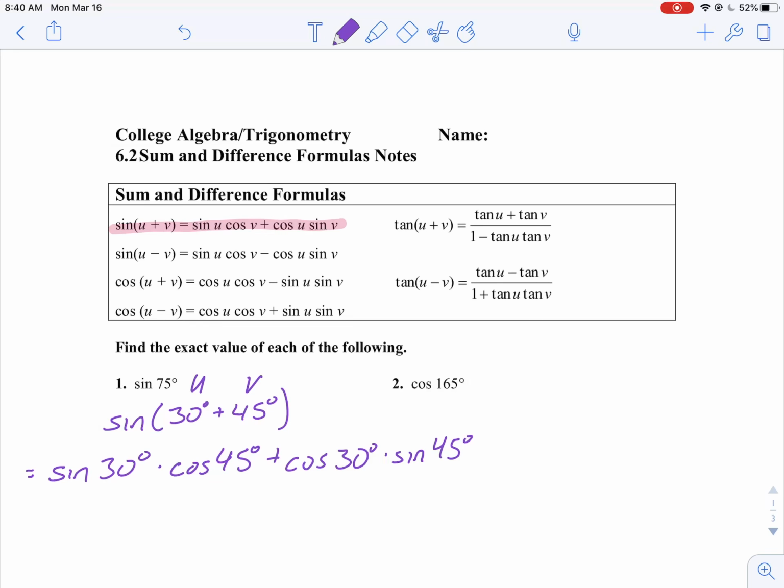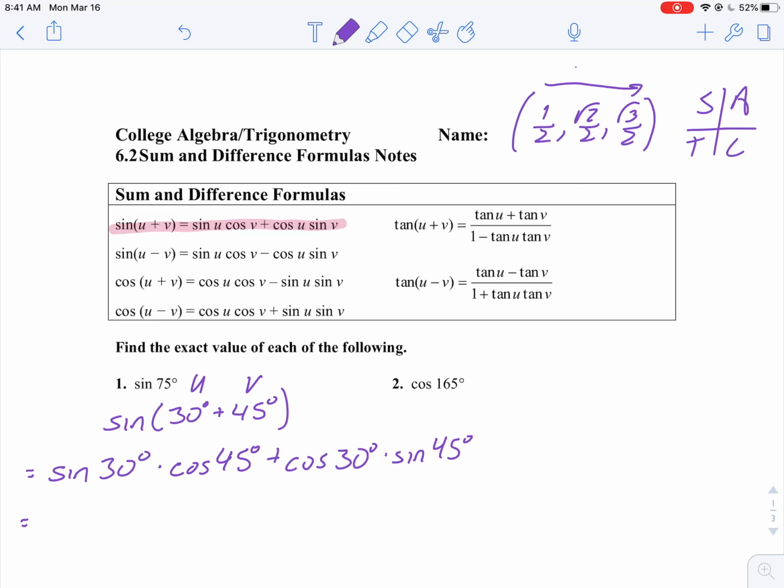Now I can evaluate each of these and simplify the result. The sine of 30 degrees. Now it might help if you have your unit circle handy, which is actually on the front cover of your note sheet, along with All Students Take Calculus to evaluate these 4 trig functions.